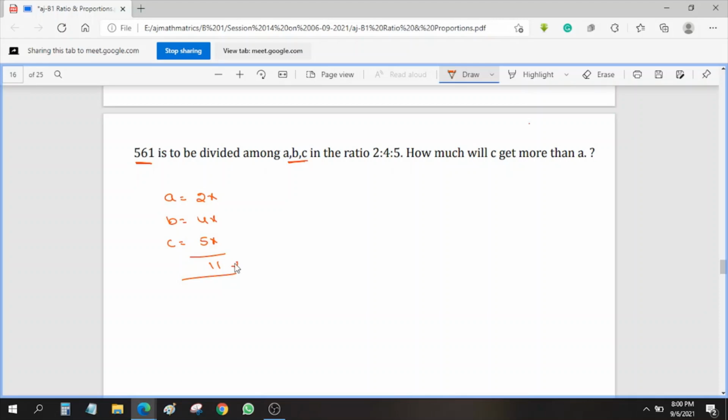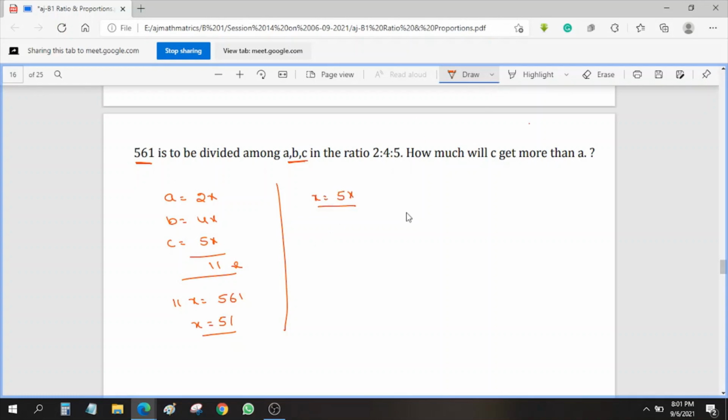So total is 11x. For a while, just write it down like this: 11x equals 561, x is equal to... 11 times 50 is 550, 500, right? Yeah, 11 times 51, yeah, exactly. So 561 divided by 11 is what? 51. So x value is 51. So after knowing the x value is 51, then you can go with this.